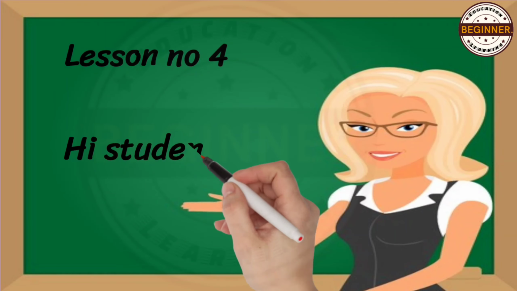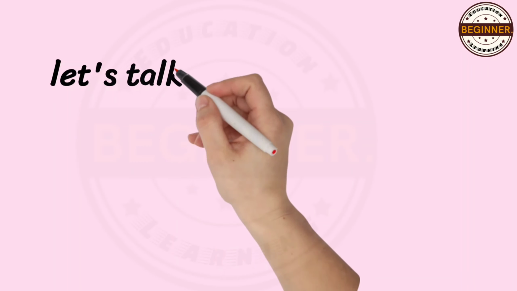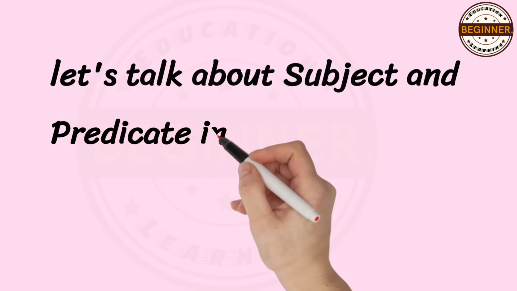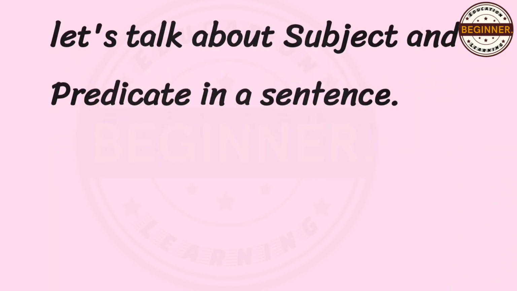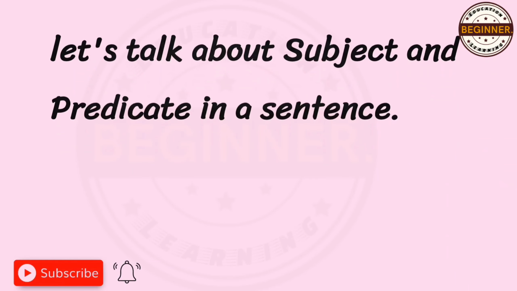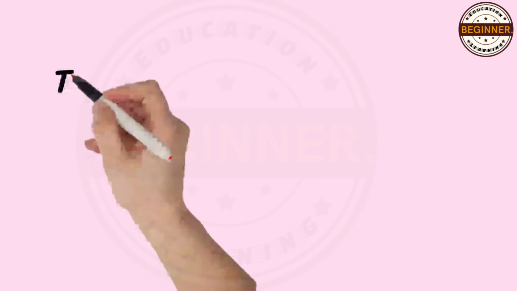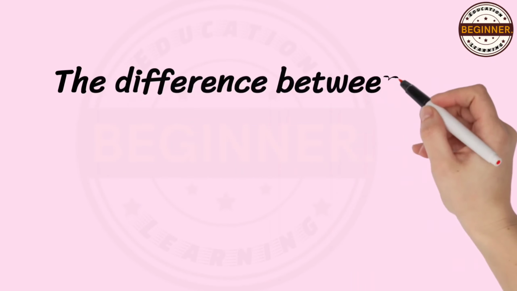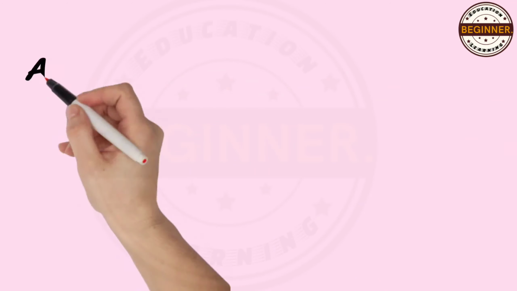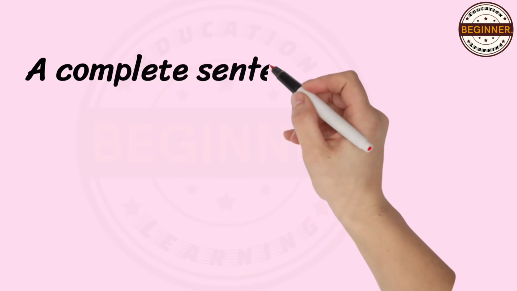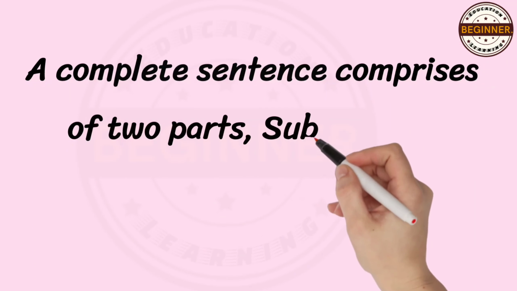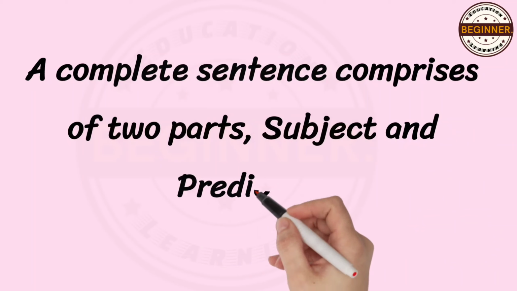Dear students, let's talk about subject and predicate in a sentence. This is the fourth lecture about subject and predicate in the English language. What is the difference between subject and predicate, with examples? Any complete sentence in the English language comprises two parts, that is subject and predicate.